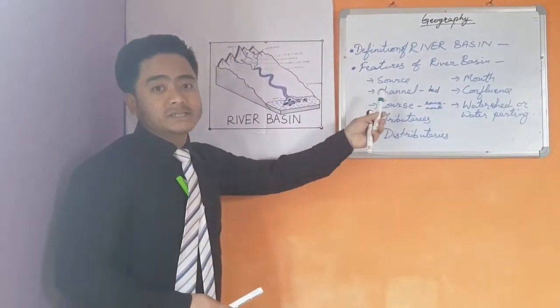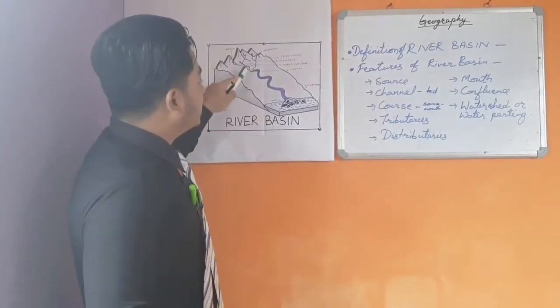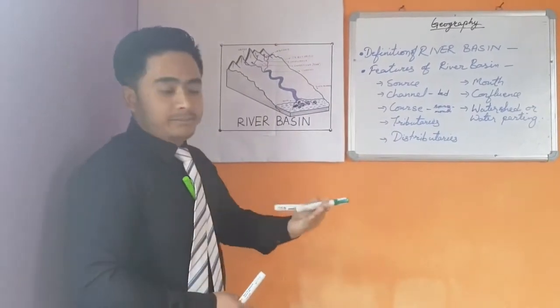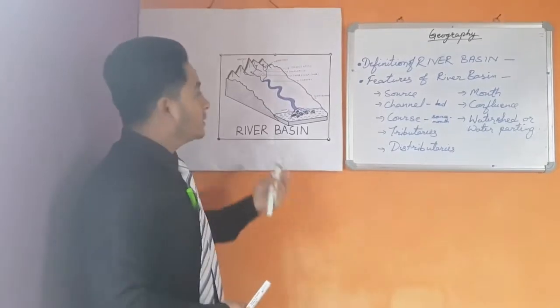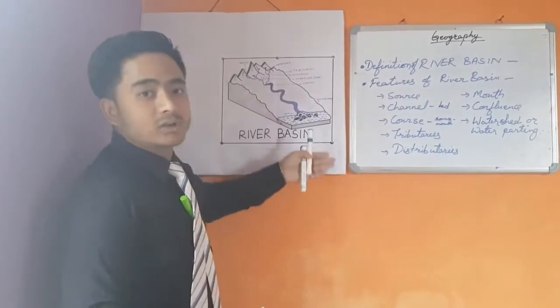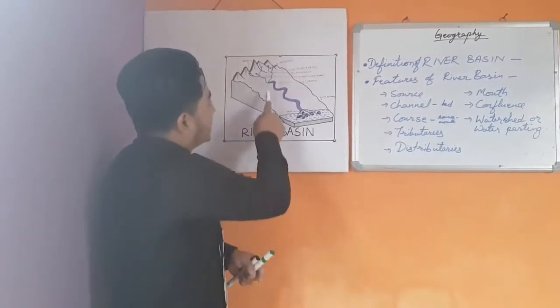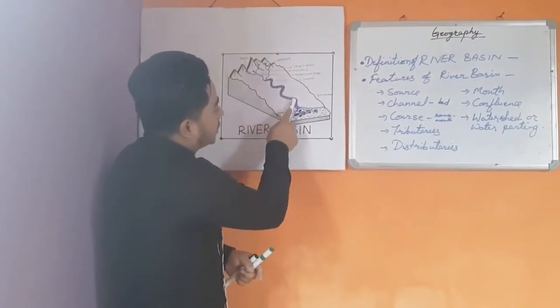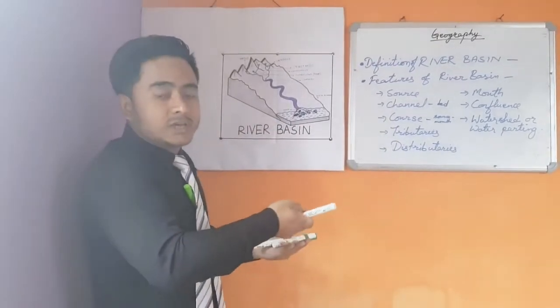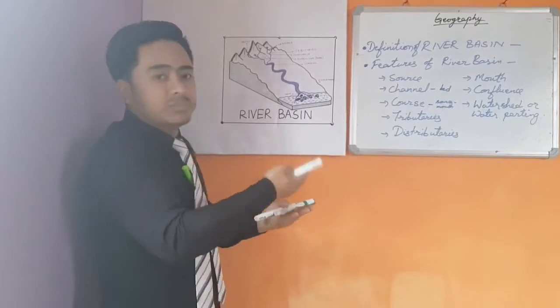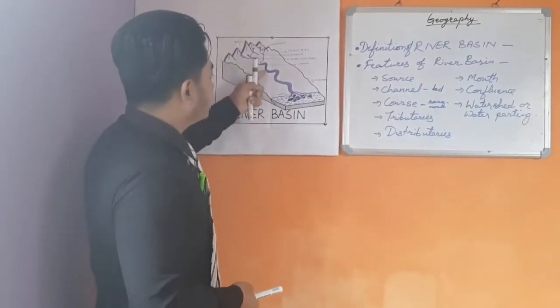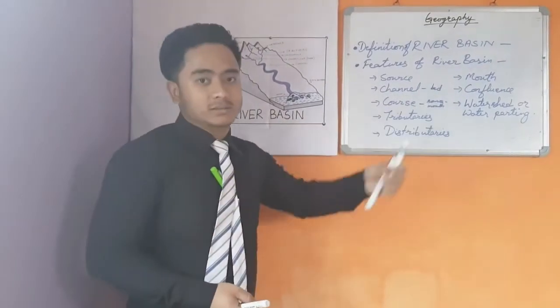Now the third one is channel. Channel is the bed of the river where the water flows. You can see this river flowing over here, the bottom of the river. That particular bottom or the bed of the river is actually called the channel.